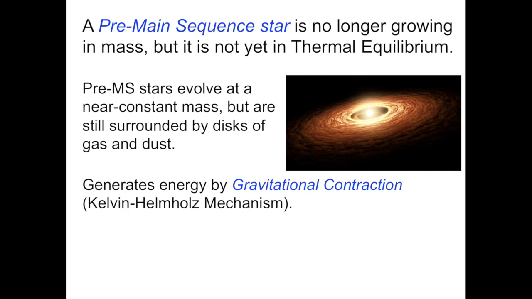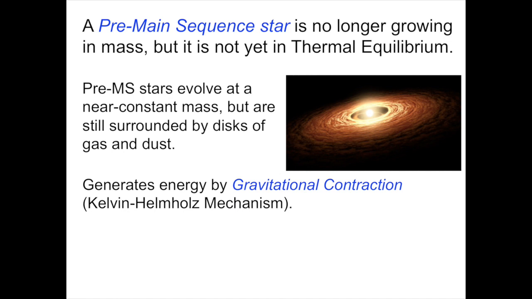We met the Kelvin-Helmholtz mechanism a couple of lectures ago when we talked about how long the sun can live. And we learned that the Kelvin-Helmholtz mechanism could only provide enough energy for the sun for about 30 million years. That wasn't enough for the billions of years of the sun's life. But that doesn't mean that the Kelvin-Helmholtz mechanism does not occur at some point in a star's life. Indeed, the Kelvin-Helmholtz mechanism is the primary source of energy during the pre-main sequence phase.